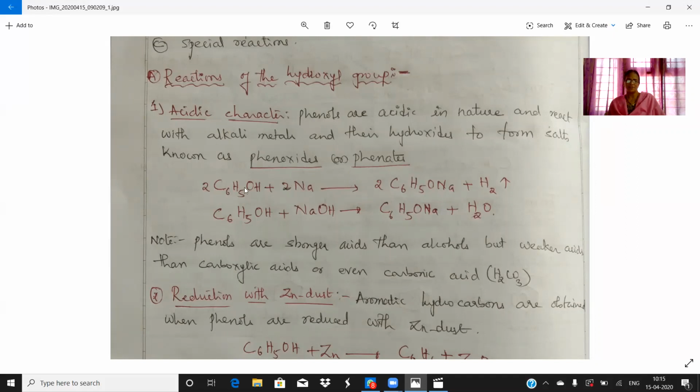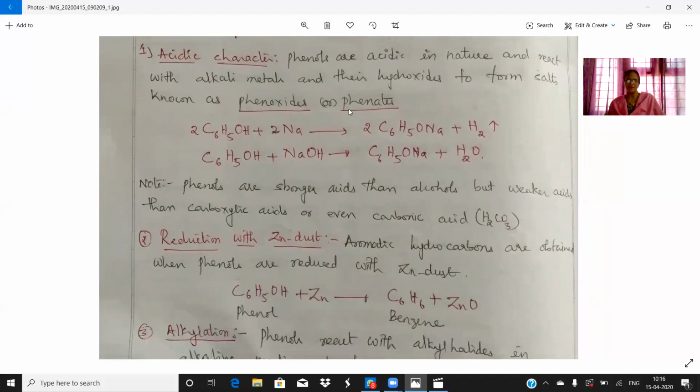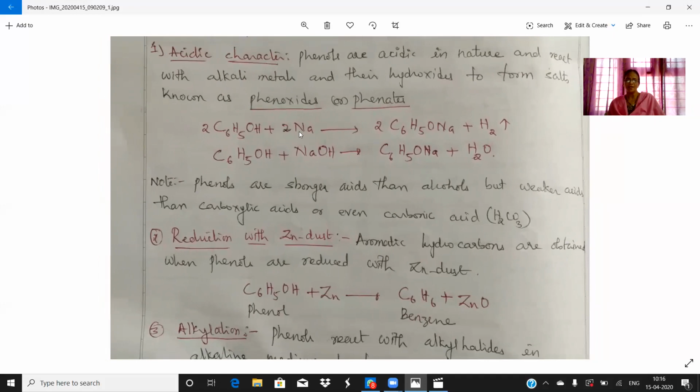Let us see this reaction. Phenol, when combined with sodium metal, we get sodium phenoxide or sodium phenate. Another one is phenol when treated with sodium hydroxide, that is hydroxide of this metal. Then we get sodium phenoxide or sodium phenate. This indicates acidic nature of phenol. Whereas alcohols, they do not react like this.